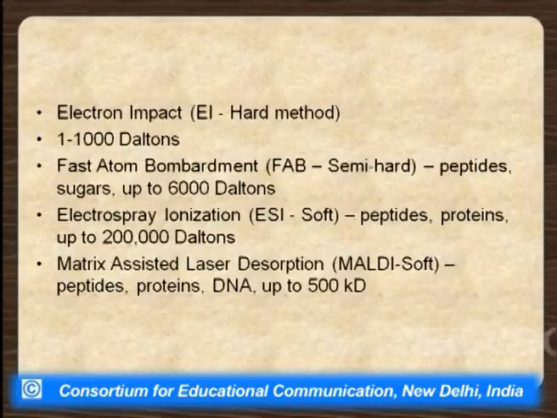So, there are several ionization methods, and we can call them the hard or the soft methods. First, there is electron impact, which is used for very small molecules of 1 to 1000 Daltons only, and proteins do not lie in that range. Then we have fast atom bombardment, which is a semi-hard method that you can use for peptides and sugars up to a 6 kilodalton size. Then there is electrospray ionization, which is a soft technique, and it is routinely used for peptides and proteins up to 200 kilodaltons.